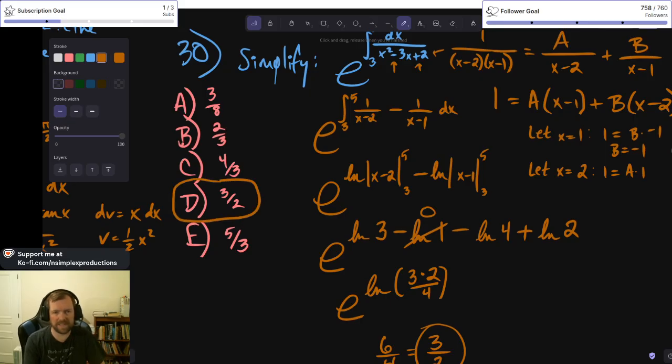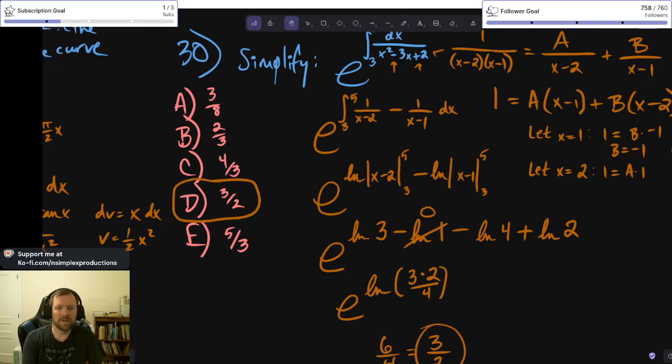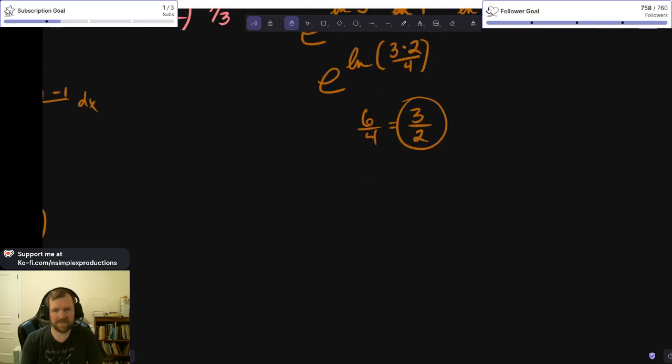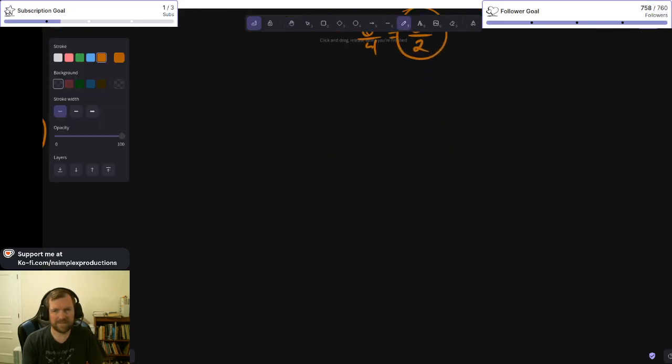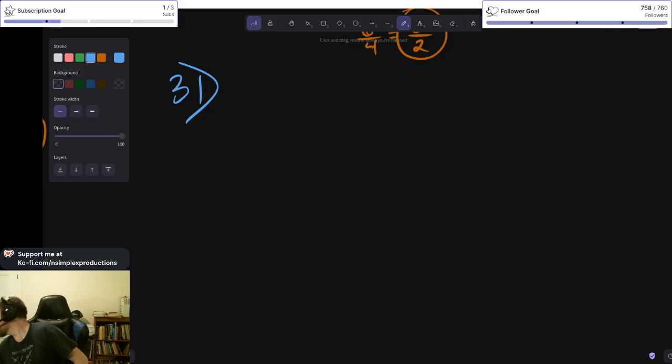Found it. It's D. I'd like to finish this page, which goes through 32. So I got 2 more in me. That's not a problem.